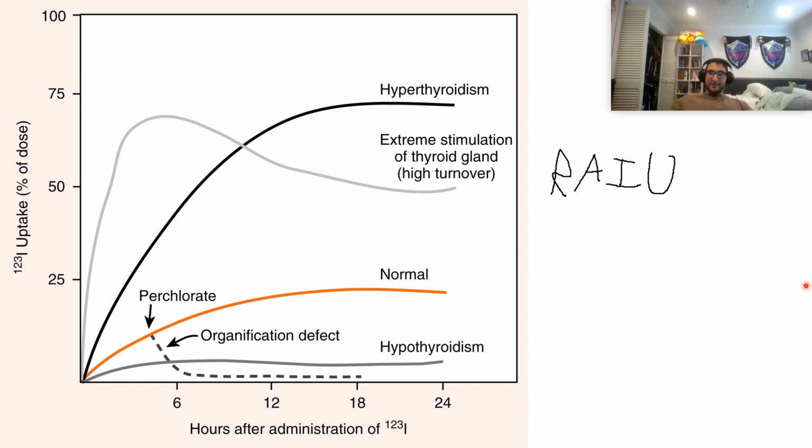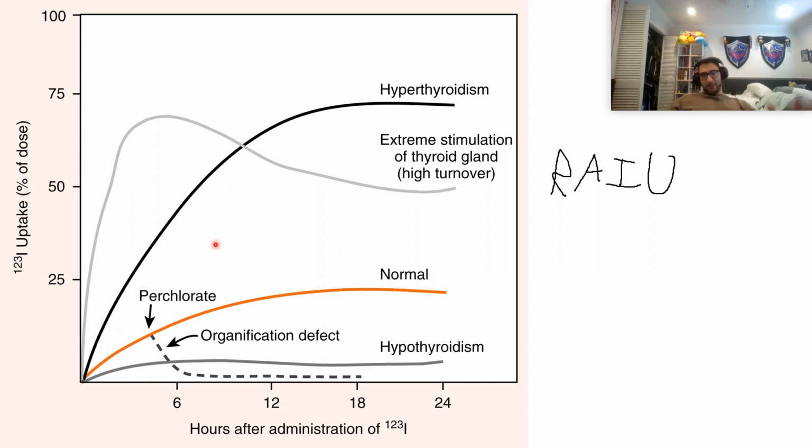So in individuals with extreme chronic stimulation of the thyroid, like in Graves' disease, iodine is going to be trapped, organified, and released as hormone really rapidly. Okay, so that's what this represents. So let's say someone has Graves' disease, so it's not just hyperthyroidism. Let's say they're hyperthyroid and they're now in thyroid storm. You're going to have extremely high turnover of iodine.